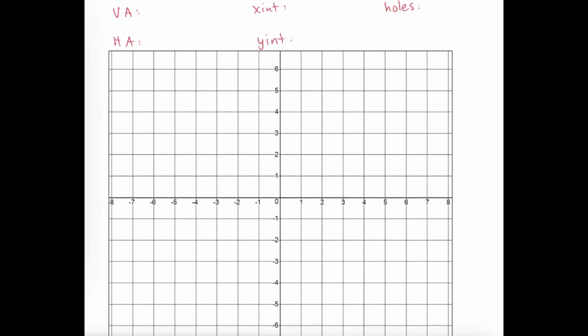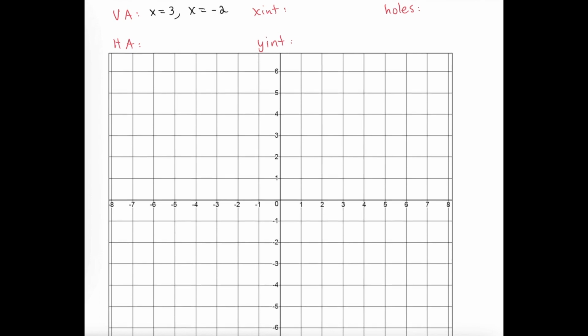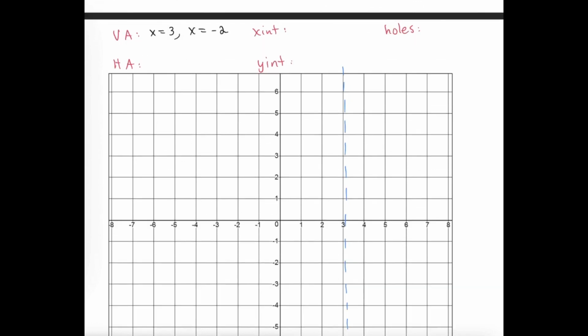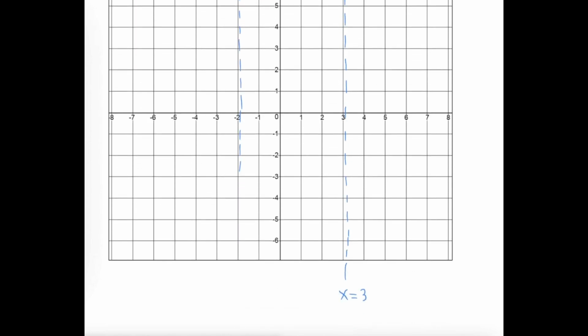So let's remember what we found from above. We had the vertical asymptotes x is equal to 3 and x is equal to -2. X is equal to 3 again is a vertical line at the x value 3. We also have a vertical line at x is equal to -2. So let's plot that line and also label it.